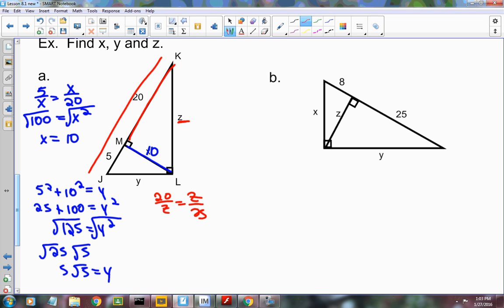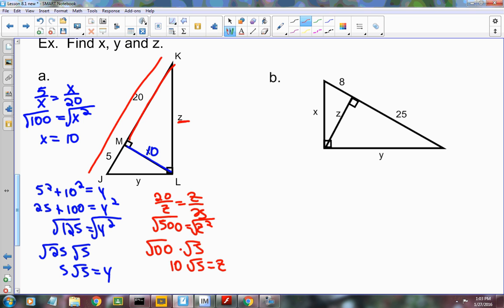So we cross multiply and we get 500 equals z squared. We take the square root of both sides, and how are we going to break 500 down? 100 times 5, right? Okay, and so the square root of 100 is 10. So z is 10 radical 5.